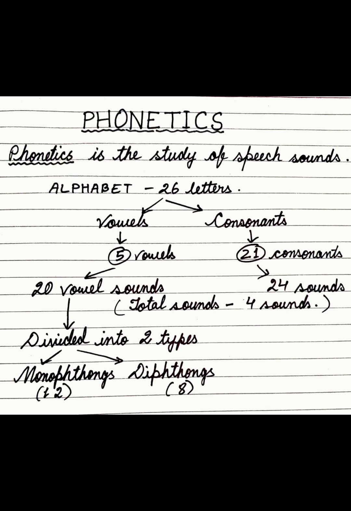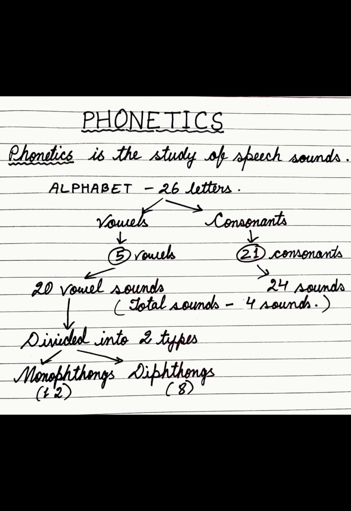And the 20 vowel sounds are divided into 12 monophthongs plus 8 diphthongs. So, the complete calculation is 12 monophthongs plus 8 diphthongs is equal to 20 vowel sounds, and 20 vowel sounds plus 24 consonant sounds is equal to how many sounds? 44 sounds. So, now let's remember the important numbers.